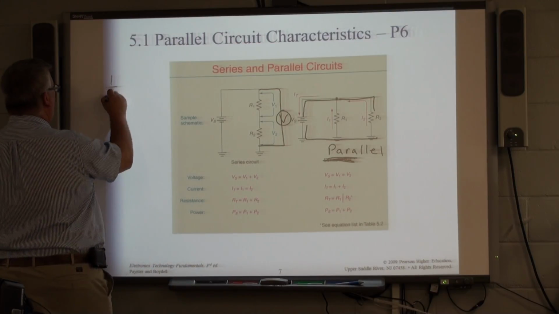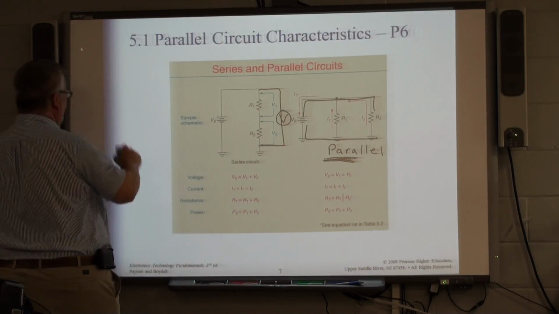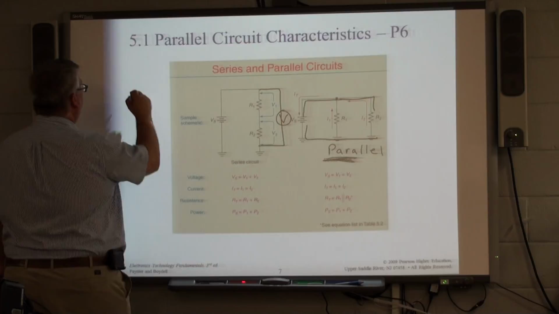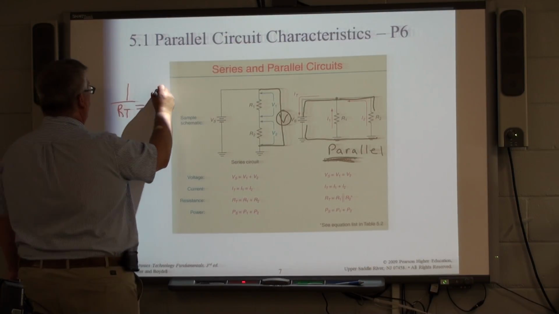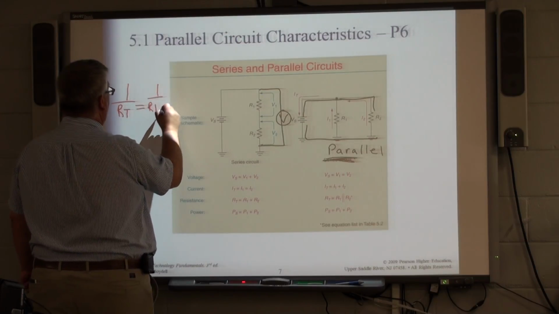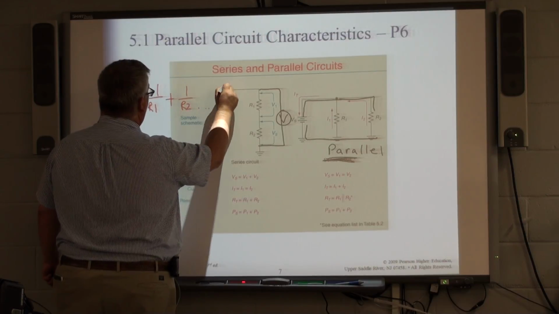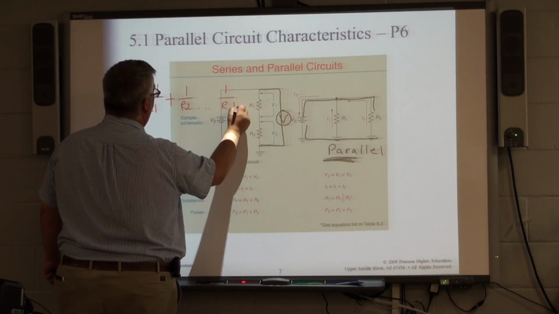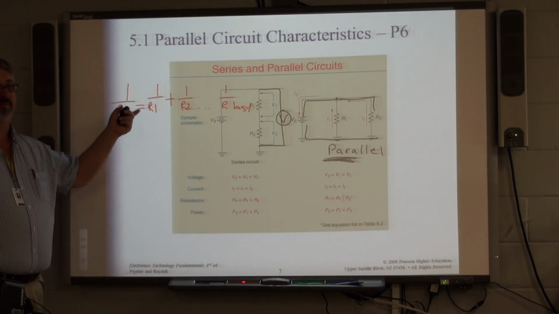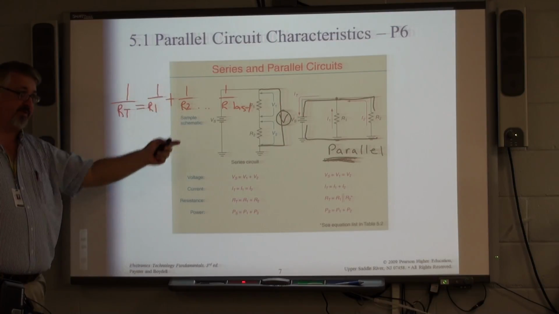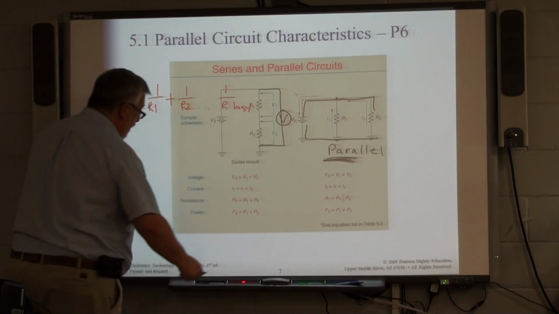1 over RT, the screen is uncalibrated again. That's why I keep writing lopsided. 1 over RT equals 1 over R1 plus 1 over R2, dot dot dot, 1 over R last, whatever the last one would be. There could be 100 in there. We'd have to do 1 over R1 plus 1 over R2 plus 1 over R3 plus 1 over R4, all the way up to 100. Is that reciprocal together? Yep.